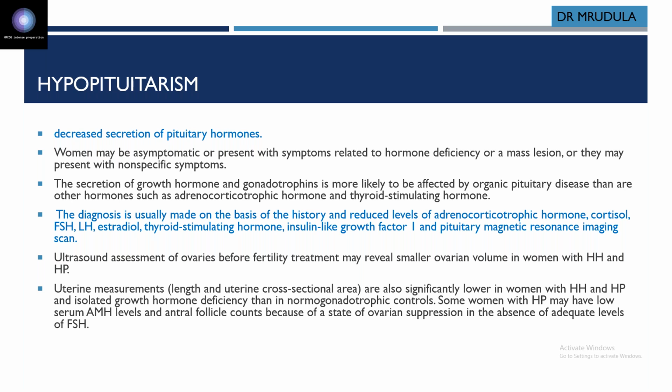On ultrasound, usually they will have smaller ovaries, okay? And uterine measurements also will be lower, okay? So the uterus will be much smaller than in women with HH or HP. And in isolated growth hormone deficiency also, the uterus is significantly small. AMH levels can be either low or high.